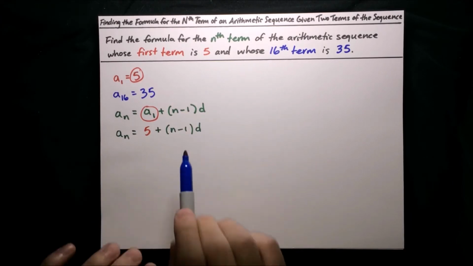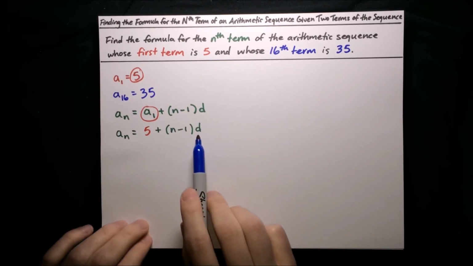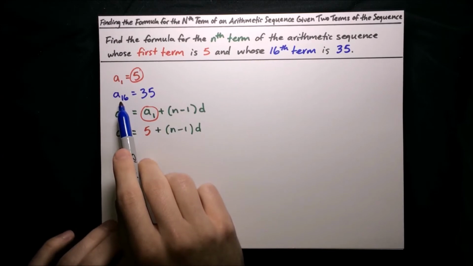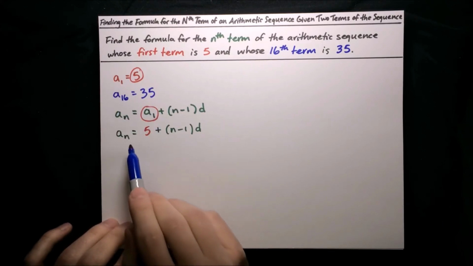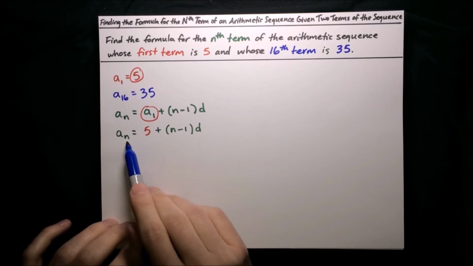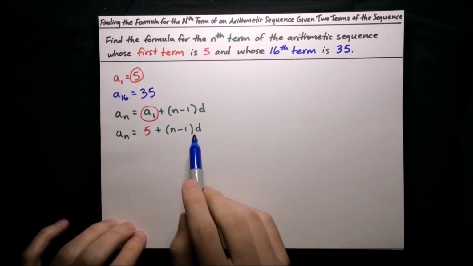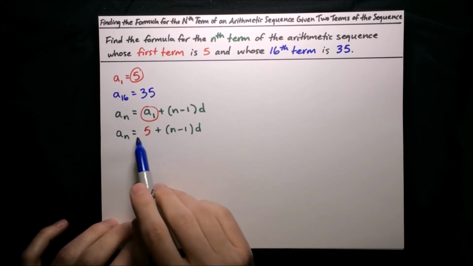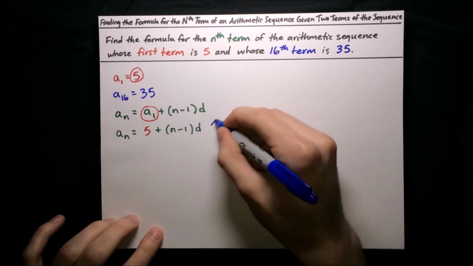Now, to solve for the common difference, why don't we set up an equation using what we've got for the 16th term here? We can just plug in 16 for n, and we know what a16 is, so then d will be the only variable left in our equation here.